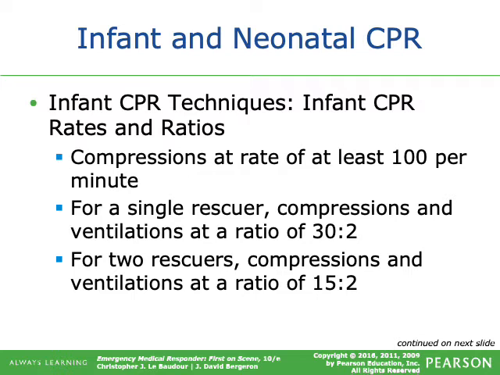This is where it's different. For 2 rescuers, compressions to ventilations at a ratio of 15 to 2. Always remember for children and infants, if you have two rescuers, the ratio changes from 30 to 2 to 15 to 2.